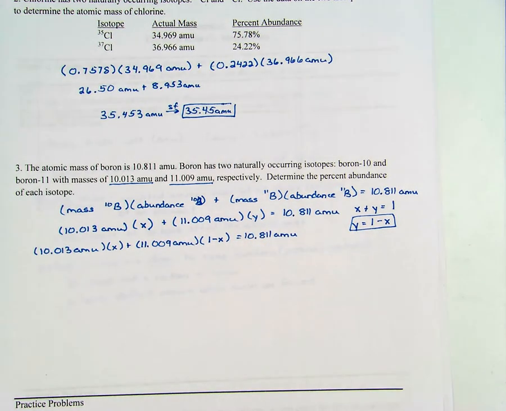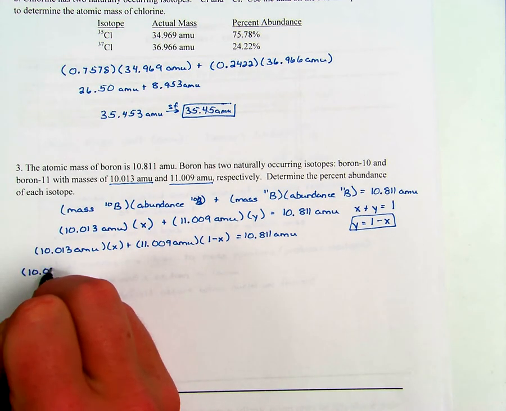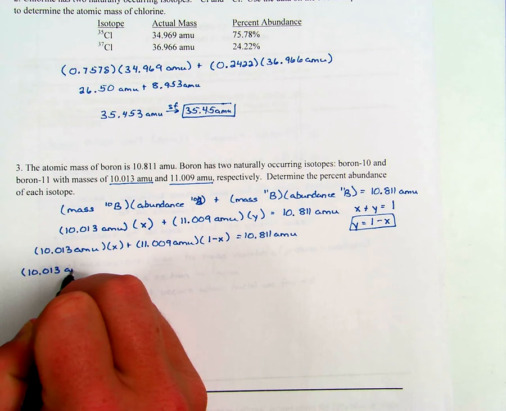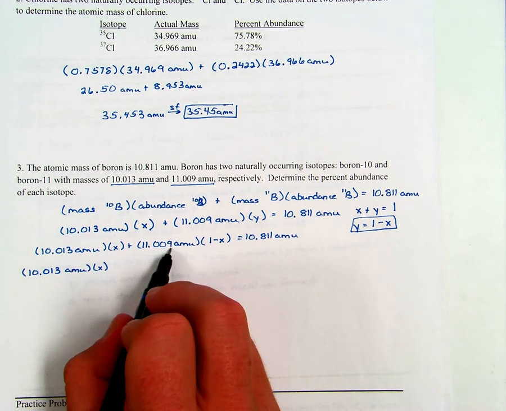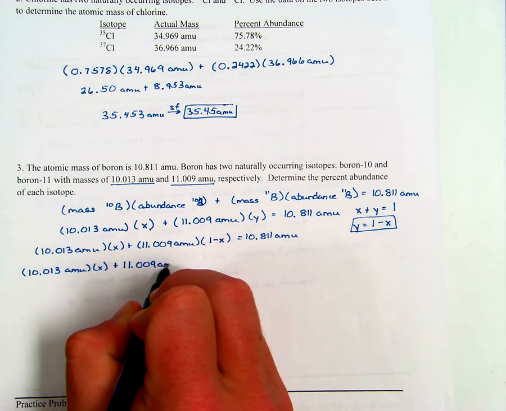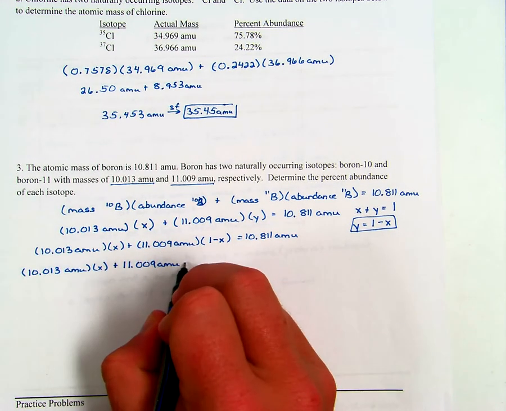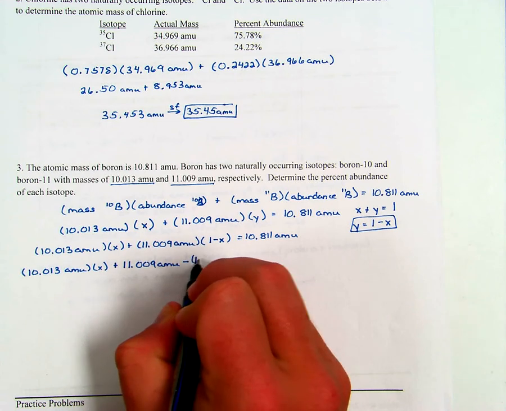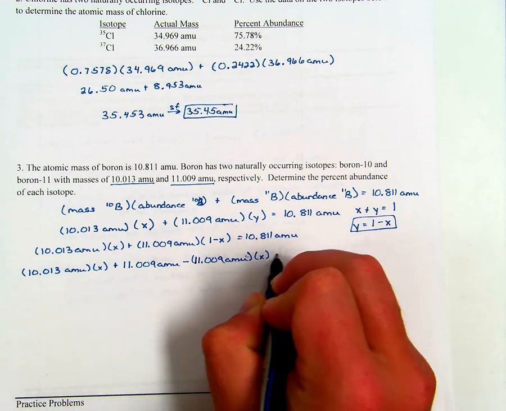I need to solve this for x, so I'm going to distribute my multiplication here. The very left side doesn't really change any. That's 10.013 AMUs times x. Now I need to distribute this. I have 11.009 AMUs times 1. Well, that's just 11.009 AMUs. And then 11.009 AMUs times a negative x. Well, that's going to give me minus 11.009 AMUs times x equals 10.811 AMUs. All right, I've distributed my multiplication.